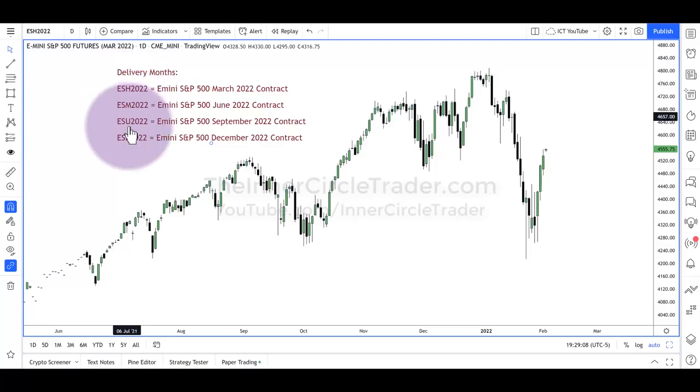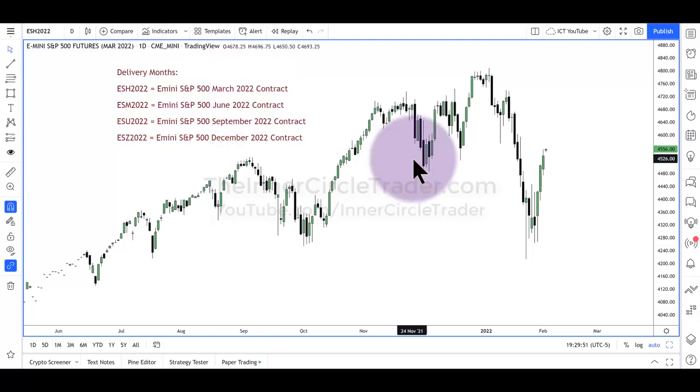M is June. U is September. Z is December. These are the only 4 months that the index futures trade on E-mini S&P, E-mini NASDAQ, and E-mini Dow. Okay. The year obviously is what it is. Now, when I take live trades in the TD Ameritrade, they don't take their year symbol like this. It's 22. But in TradingView, if you're pulling up the symbol like I have here, ESH2022, that represents the E-mini S&P 500 contract for delivery month March year 2022.